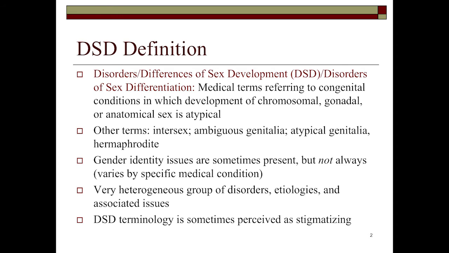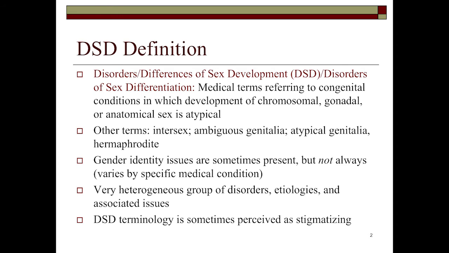Other terms are intersex, which I think people have adopted more and more to refer to DSD conditions, although many of my colleagues argue with that because some DSDs may not be considered intersex conditions. People also talk about individuals with ambiguous genitalia, atypical genitalia. Hermaphrodites, not used too much, but that's another term.